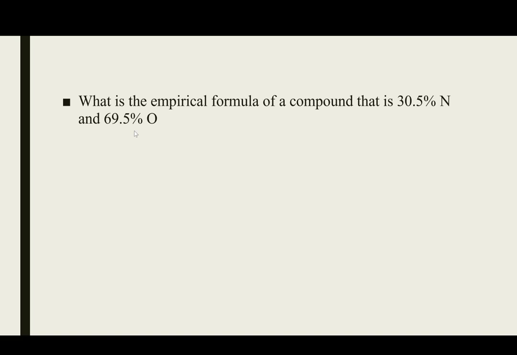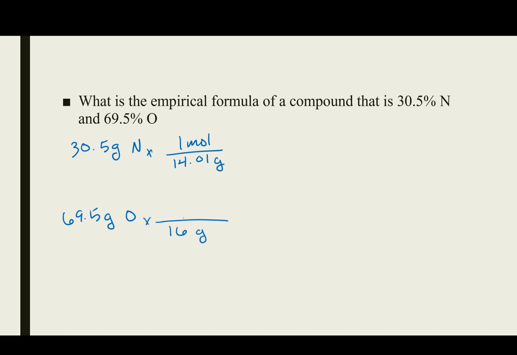I have 30.5% nitrogen, so we're just going to pretend it's grams, so 30.5 grams of nitrogen. I'm going to convert that to moles. So nitrogen is about 14.01 grams per mole. I have 69.5% oxygen, so I'm going to say it's 69.5 grams of oxygen. Oxygen has a molar mass of 16 grams per mole. Oxygen and nitrogen are both diatomic, but diatomics are only diatomic when they are by themselves. So because these are part of a compound, they are not diatomic. You don't double the mass, you just use the mass of a single atom.